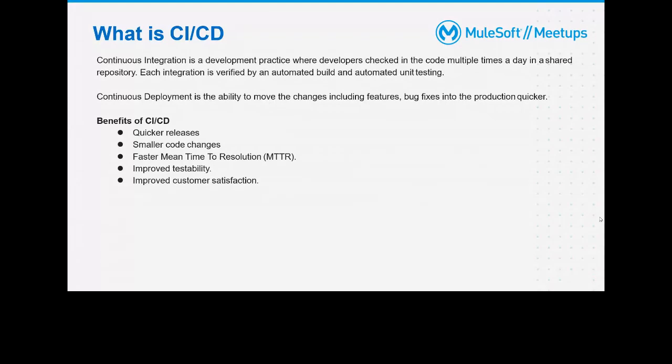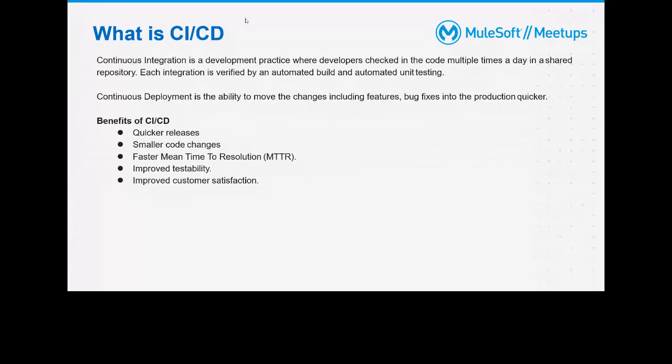It depends on what kind of CI/CD you have defined, right? Continuous integration is a development practice where developers check in the code multiple times a day in a shared repository, and each integration is verified by automated build and automated unit testing, which we have discussed just now. Continuous deployment is moving the code to the higher environment, which includes the quality assurance environment, or it may include a production deployment, right? So continuous deployment is the ability to move the changes, including features and bug fixes, into the production environment quicker, basically.